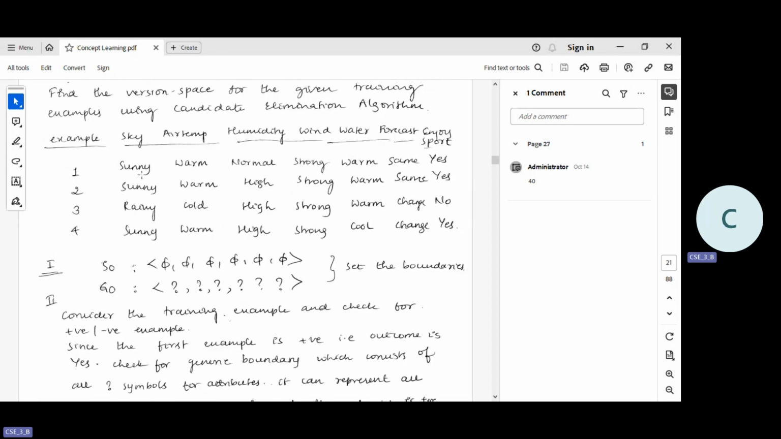So we can observe here there are four different examples with the attributes sky, air temperature, humidity, wind, water, forecast, and the concept over here is enjoy sport. So with these attributes, are we able to play the sport, or enjoy the sport, or not?